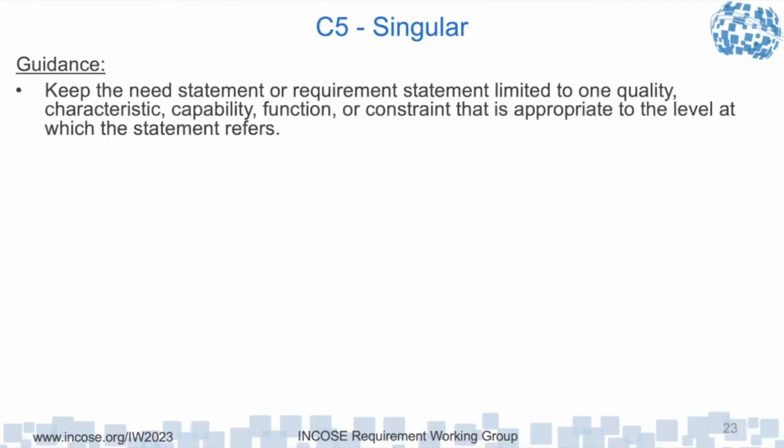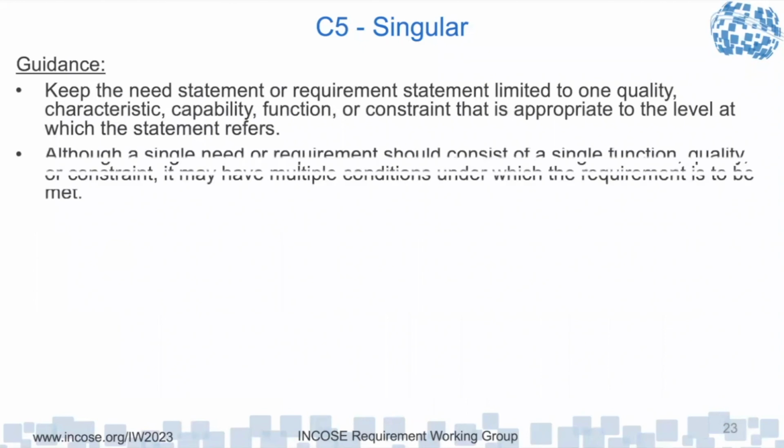So keep each need statement and requirement statement limited to one quality, characteristic, capability, function, or constraint that is appropriate to the level at which the statement refers. Although a single needed requirement should consist of a single function, quality, or constraint, it may have multiple conditions under which the requirement is being met. And so you may have several different clauses concerning condition. Those can be assumed as being ANDs, so logical and.